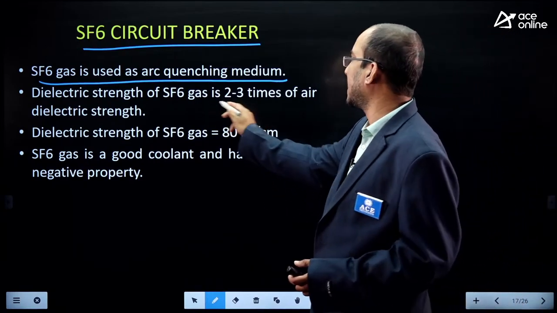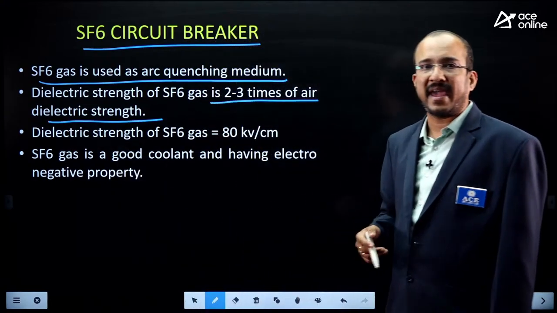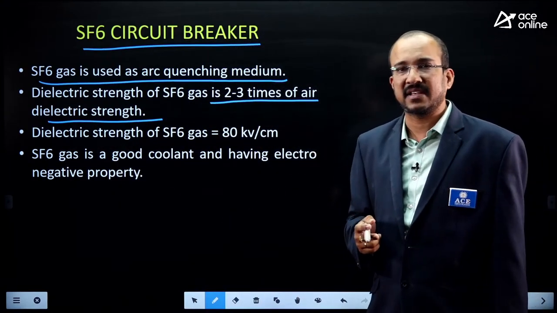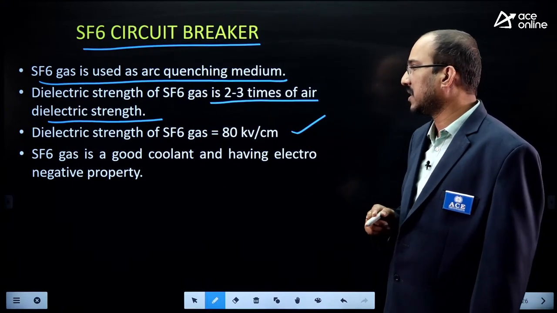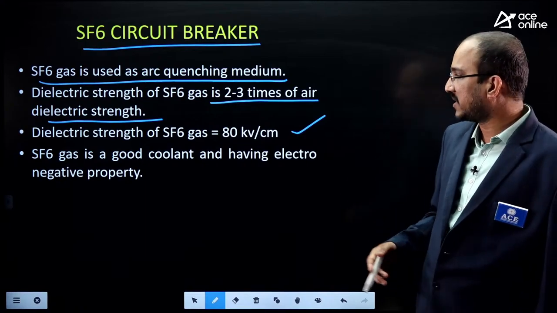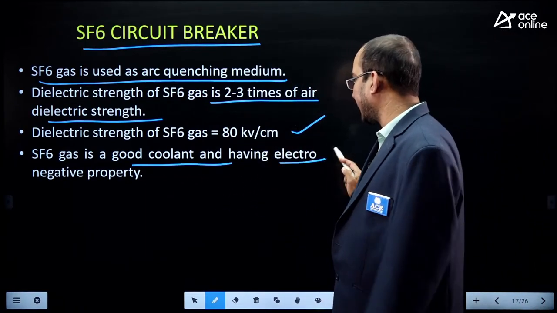What is the advantage by going through this SF6 gas? SF6 gas has high dielectric strength, that is 2 to 3 times that of air. The dielectric strength of SF6 gas is more. What is the dielectric strength? It is around 80 kilovolt per centimeter. What is the advantage? It is a good coolant and it is having electronegative property.